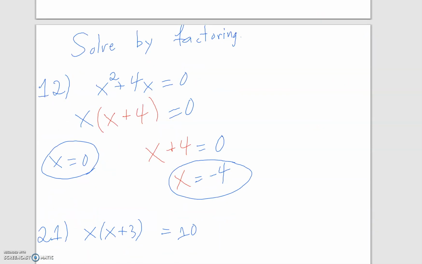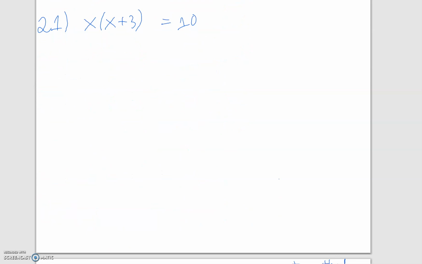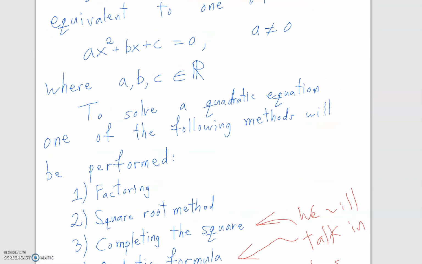Let's take a look at another problem. You have x times (x plus 3) equals 10. You are told that this is a quadratic equation. That seems rather strange. Let me scroll back up to the very beginning.